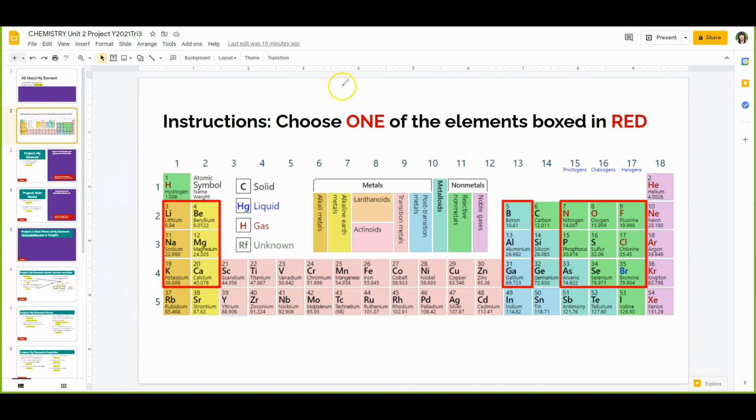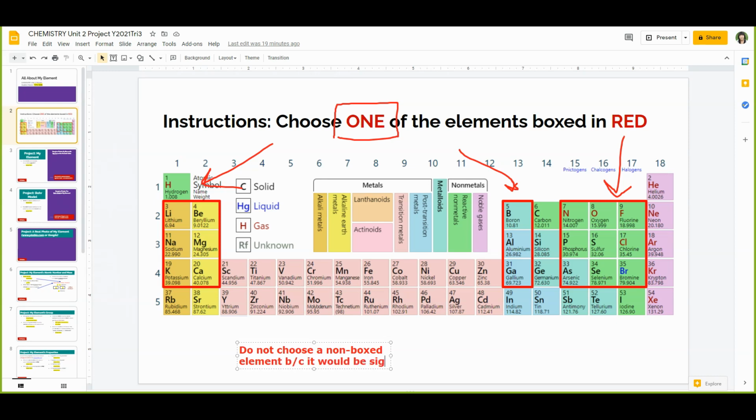For slide number 2, you need to go ahead and choose just one of the elements that are boxed in red, here, here, or here. Please do not choose any elements outside of the ones boxed in red because that will make your project a lot more difficult and you won't receive credit for it. So do not choose a non-boxed element because it would be significantly harder and you won't receive credit. Okay. Now let's go ahead and take a look at our next slide here.